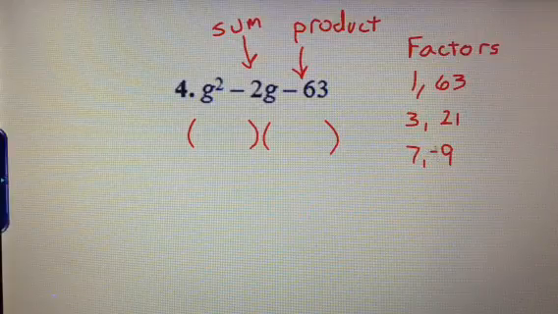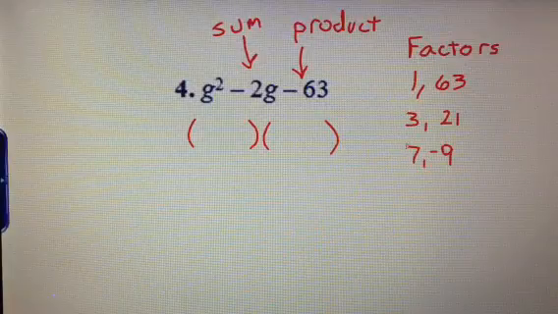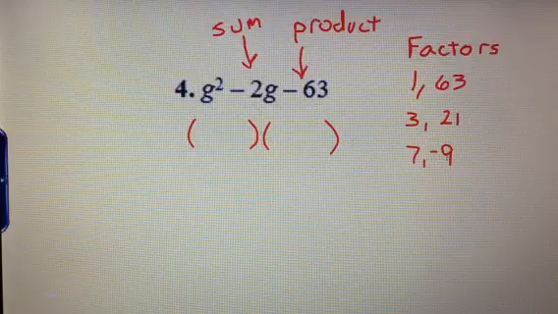So when you multiply 7 times negative 9, that's negative 63. When you add 7 plus negative 9, we get negative 2. So those are the two factors we want.